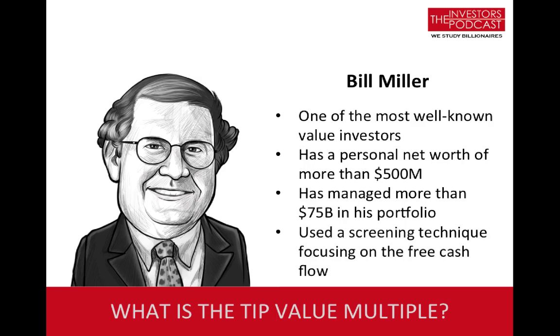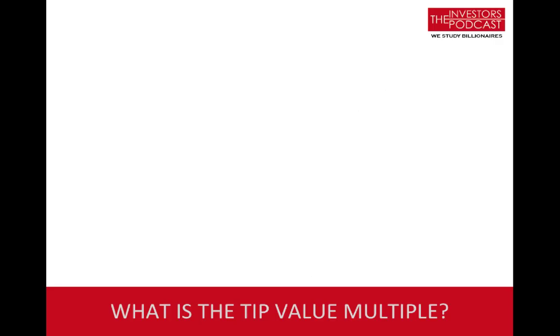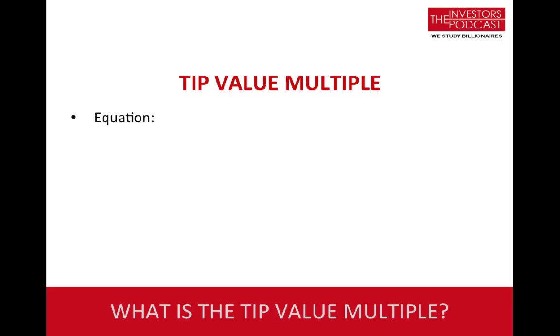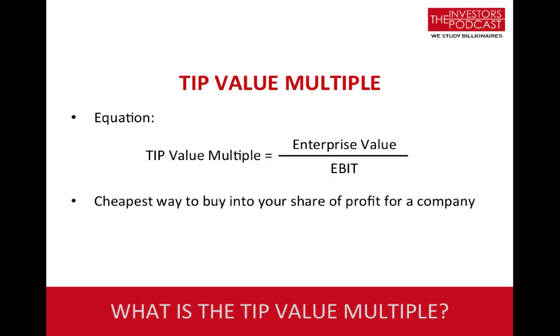When researching even more here at TIP, we found an extraordinary performance when we came up with a slightly different version of the enterprise multiple and Bill Miller's multiple, and we decided to call that the TIP value multiple. The equation of the TIP value multiple is enterprise value divided by EBIT. The easiest way to think about the TIP value multiple is that it's the cheapest way to buy into your share of profit for a company. You can think of this similarly to the PE. In other words, how much do you have to pay for $1 of earnings?